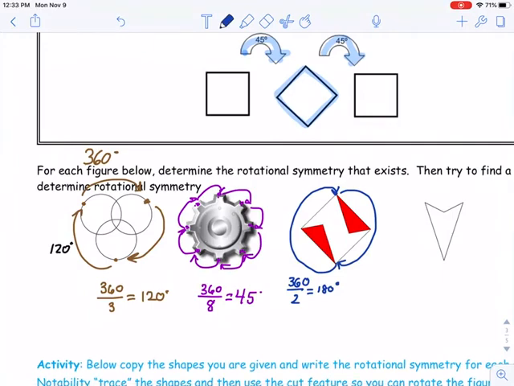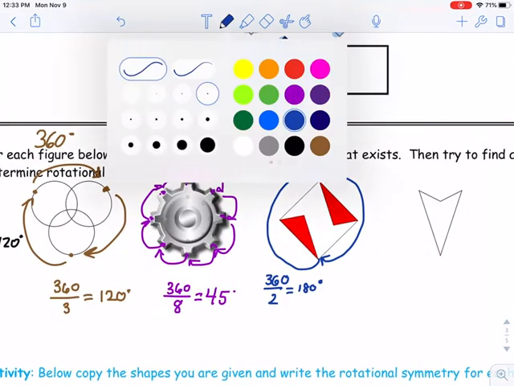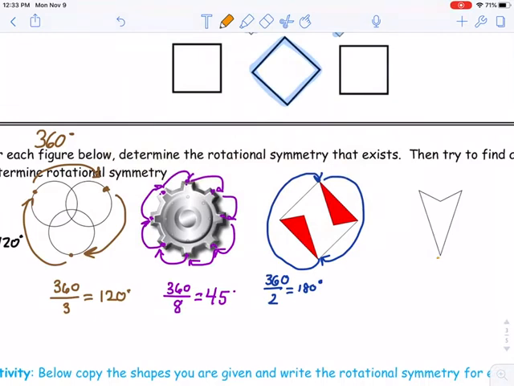And then we have this kite. Well, I can't just go bloop. That's not enough. Seems to me like the only way to do this is a full spin. So 360 degrees divided by 1. The rotational symmetry for this is 360 degrees.